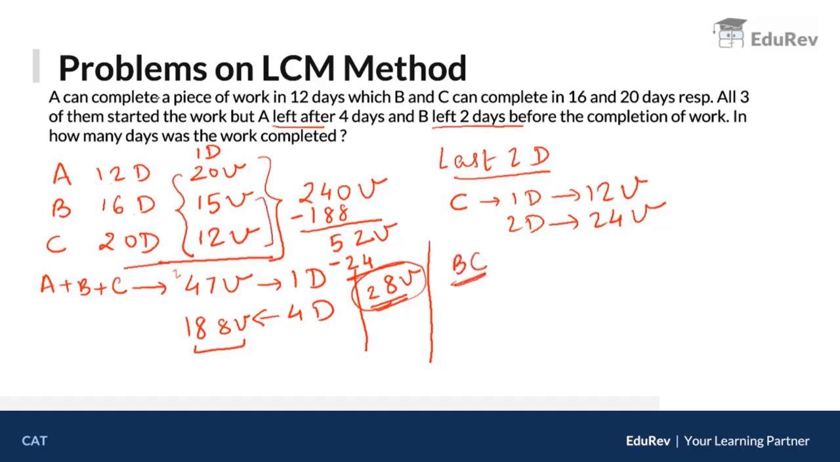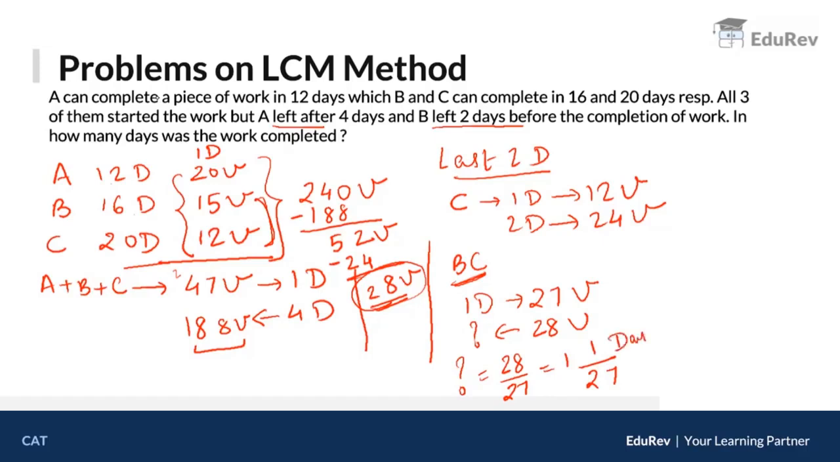B and C do how many units in a day? They do 27 units in a day. So in 1 day these guys do 27 units. So 28 units will take how many days? So 28 units will take 28 upon 27 days. So 27 ones is 27. I have 1 extra, so they will take 1 by 27th day.